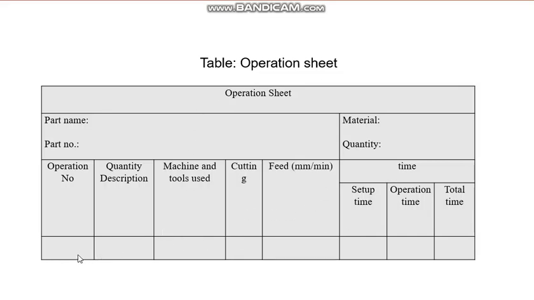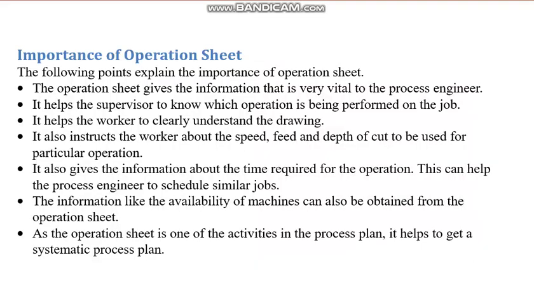You see, here now you may have number of operations 1 2 3 4 5 6 7 8 9 10, like that. And for each operation description, and then which machines will be used, and what will be the cutting speed, and what is the feed, and what are the timings, and all these things may be mentioned in the operation sheet. Okay, now let us talk about the importance of the operation sheet.